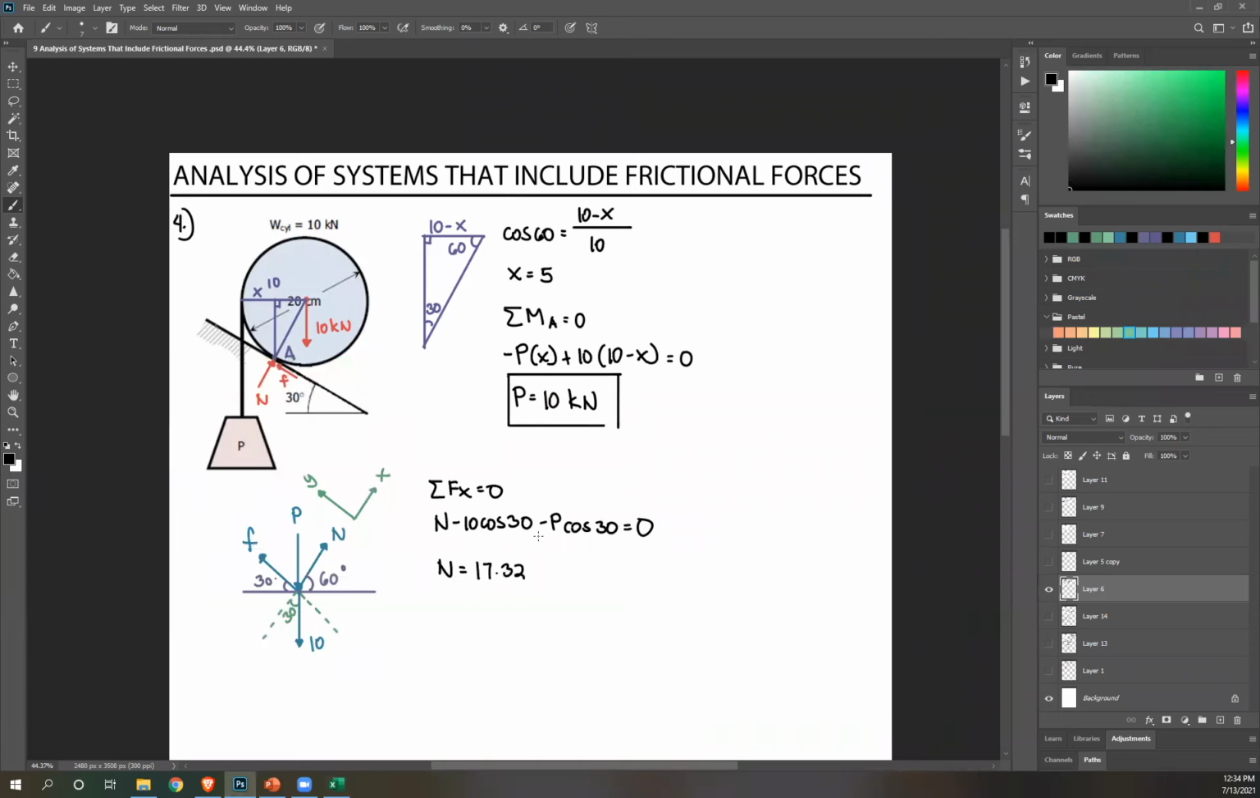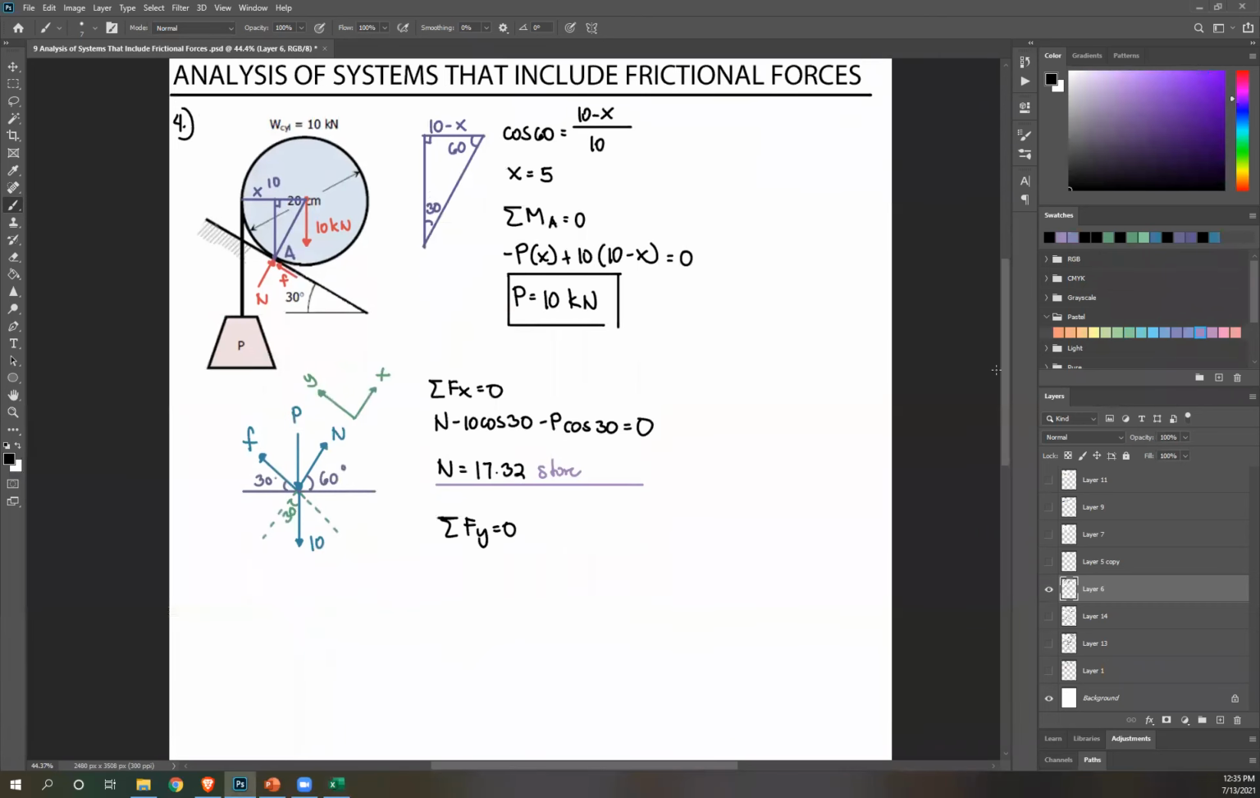$17.32. Okay. Next, store that in your calculator. And then next, move on to summation of forces y. Okay. So this is now your y.